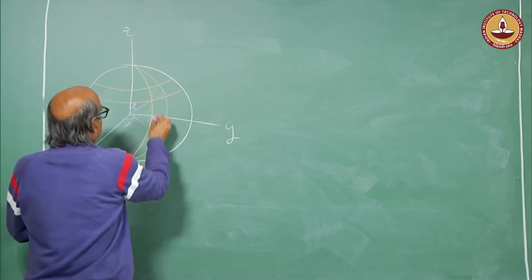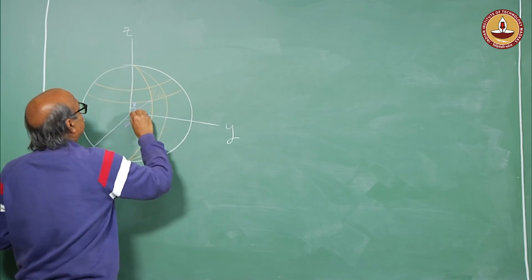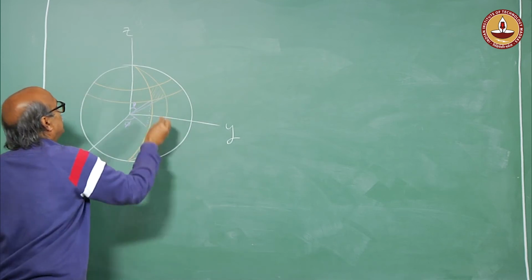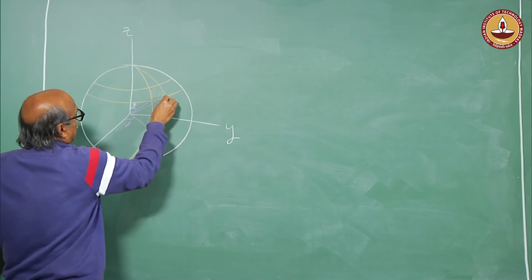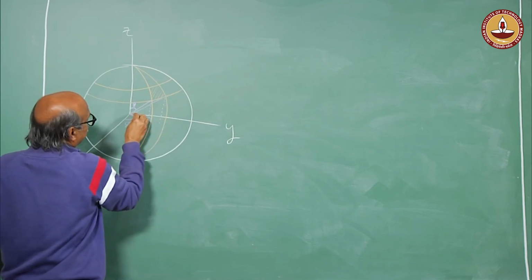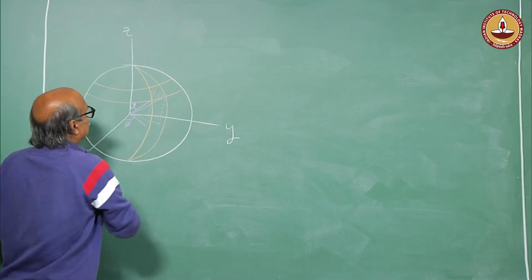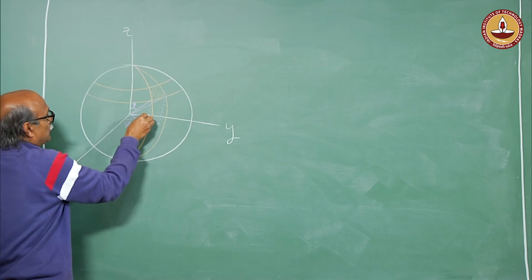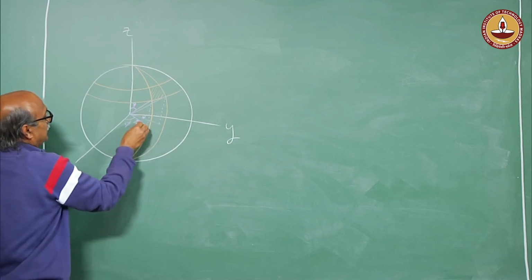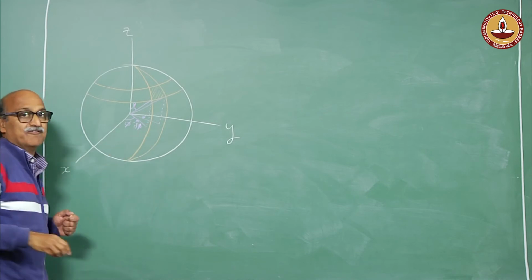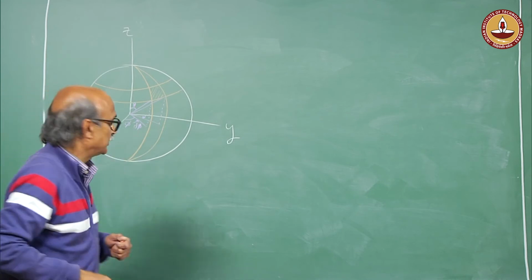Let us consider now this point. Now, if I take a projection of this, it will come somewhere here. So, let us consider the angle between the two projections on the xy plane to be d phi. Okay.